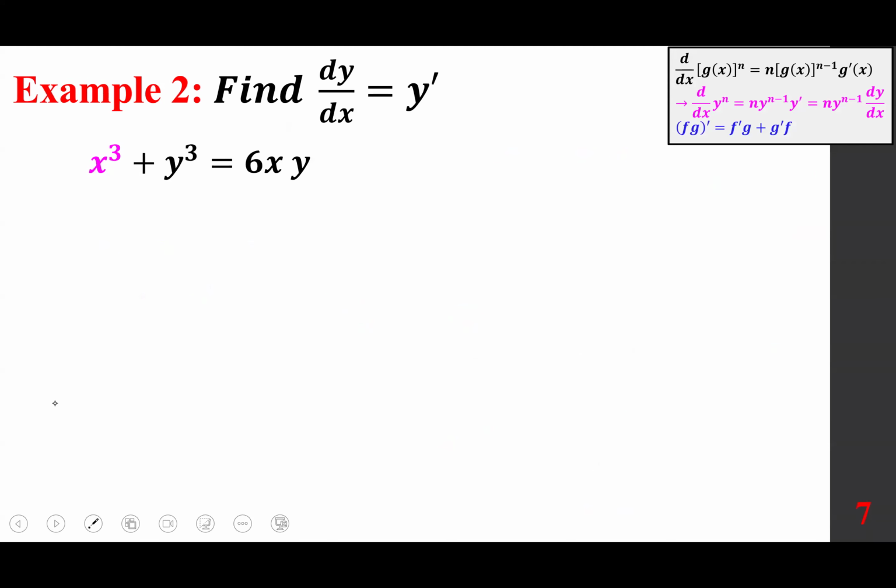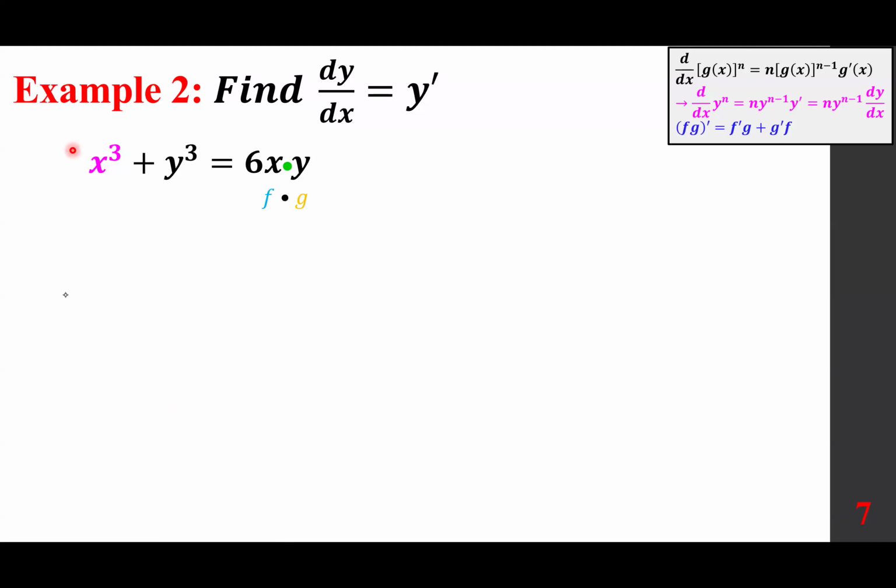Find dy dx or y prime where x cubed plus y cubed is 6x times y. And we start with this. Obviously, that's simple, 3x squared. And y cubed follows that: 3y squared dy dx. On the right side, it's the product of 6x times y. So I'm going to put a raised dot here. And on the right side, I'm going to call it f times g. Now we are ready to move on.